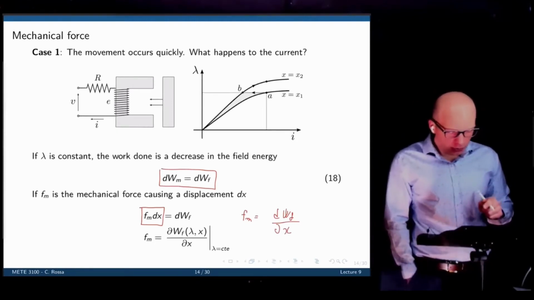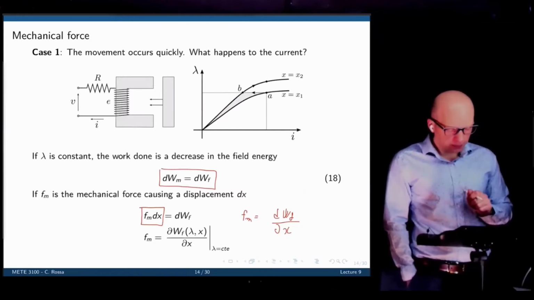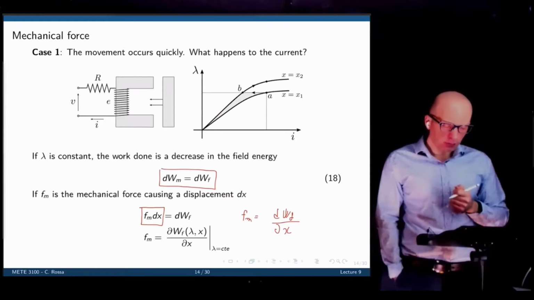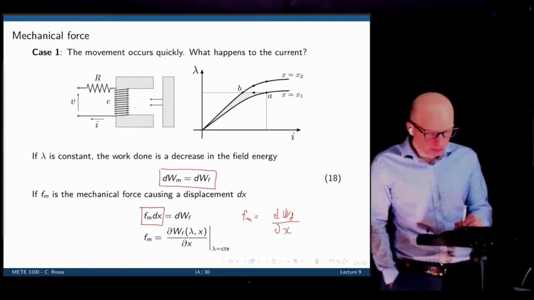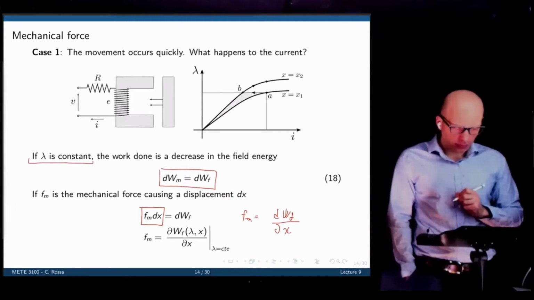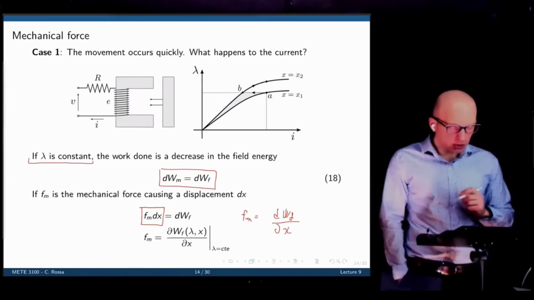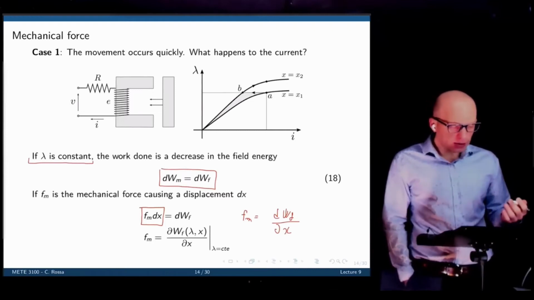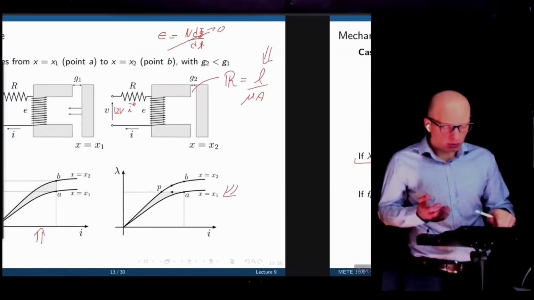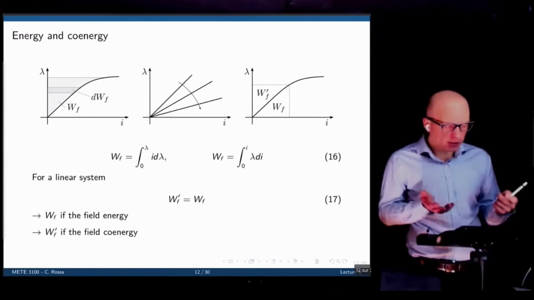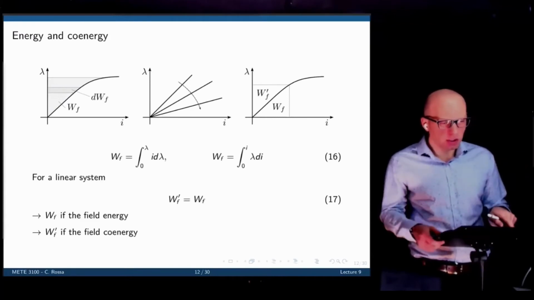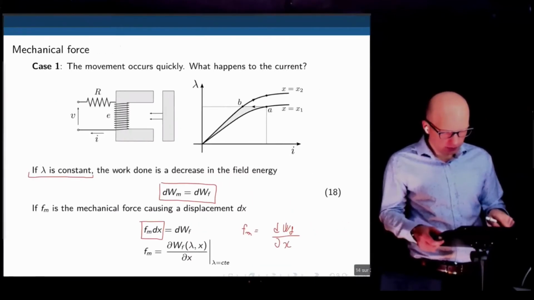Notice here that we used the field energy equation. We use the field energy equation because we assume that if the current changes, then the flux linkage remains constant. And if the flux linkage remains constant, it is easier to take the one of these integrals where the flux is constant. Right? It makes our job a lot easier. So we'll take the field energy equation.